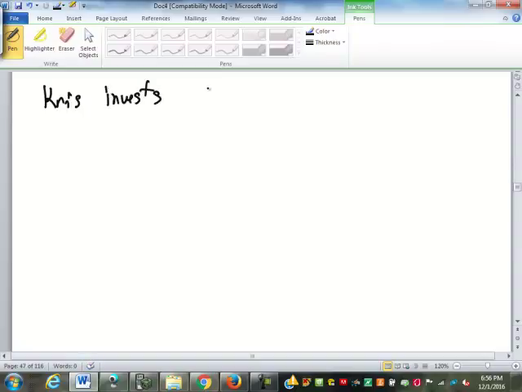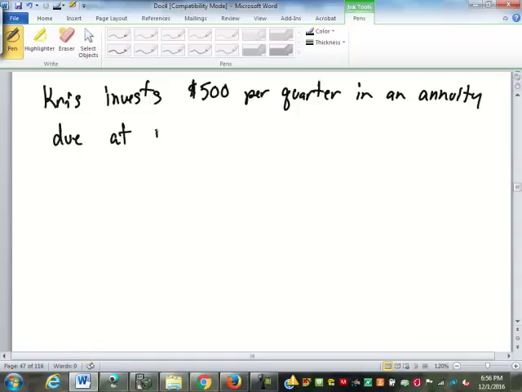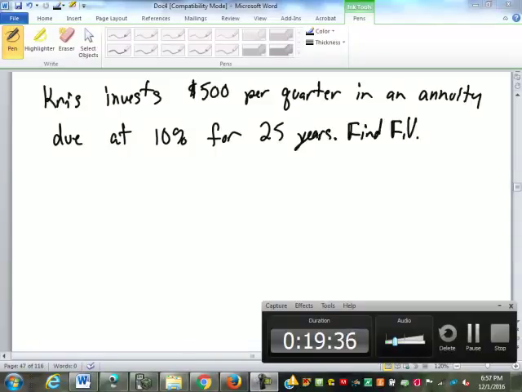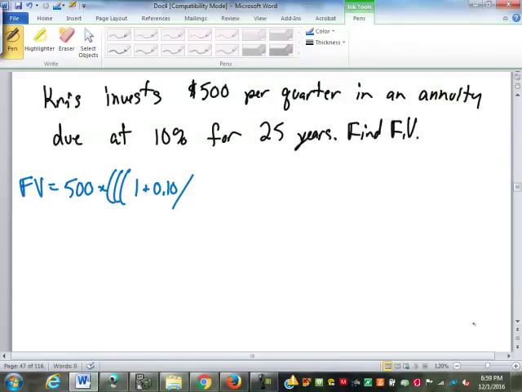Chris invests $500 per quarter in an annuity due at 10% for 25 years. Find the future value. I'm going to give you guys a few minutes to try that one on. Let's see how you're doing.